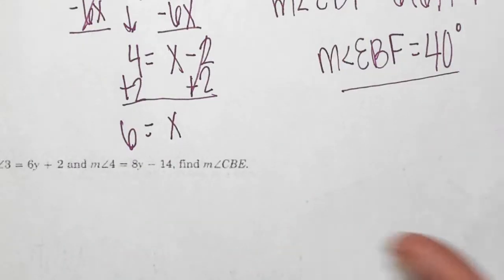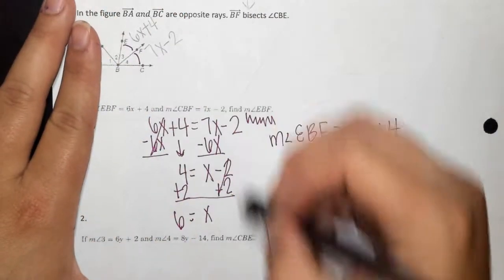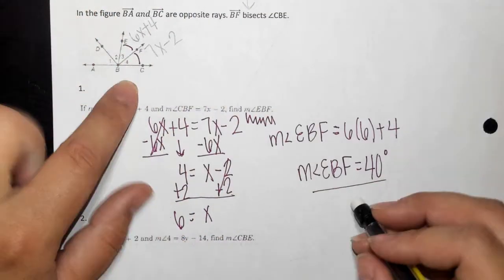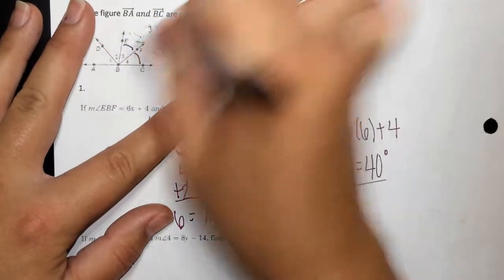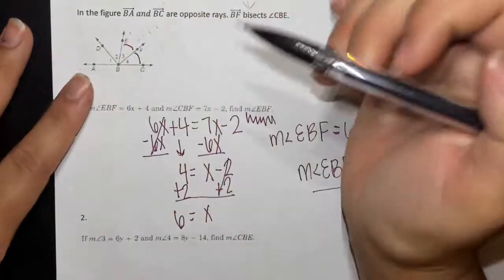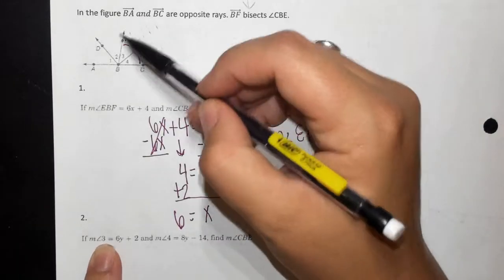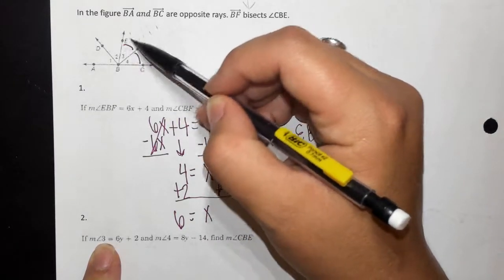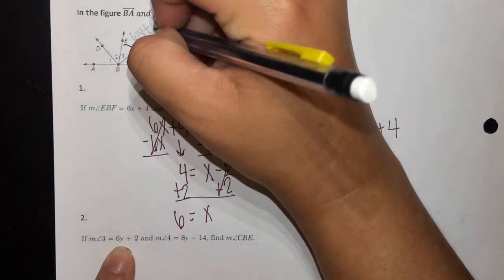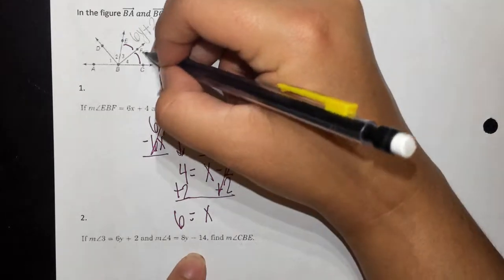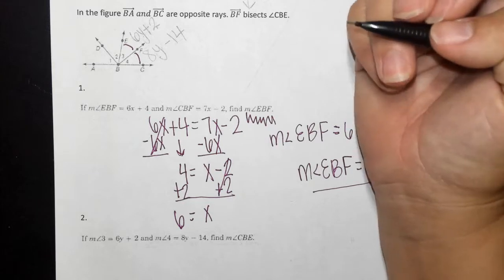Okay, let's do 2. Now I'm going to erase what I wrote earlier because each time you start over, your numbers change. So EBF for number 2 isn't equal to 40. It's different. So I'm going to erase this and write the numbers for number 2. Measure of angle 3. Is that the same angle 3 right here? So this is 6y plus 2 and 8y minus 14. I just wrote in the angle measures of 3 and 4.